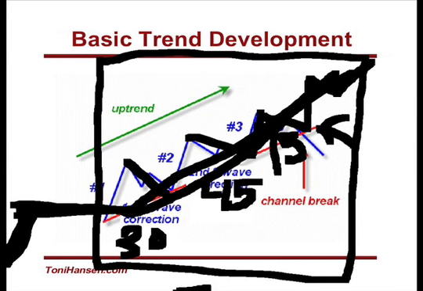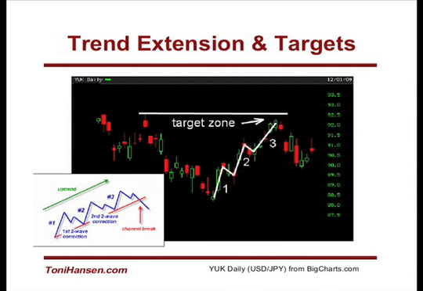Here's an example of that YUK we were looking at earlier. And what you can see here is that in addition to where it was this V bottom, in terms of the momentum, also notice that on that bounce there were 3 waves of buying, and the momentum slowed on that 3rd wave of buying compared to the previous 2.